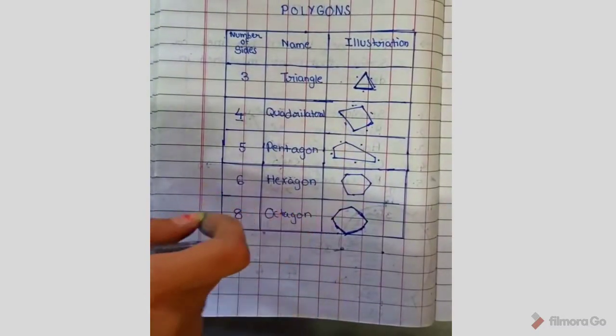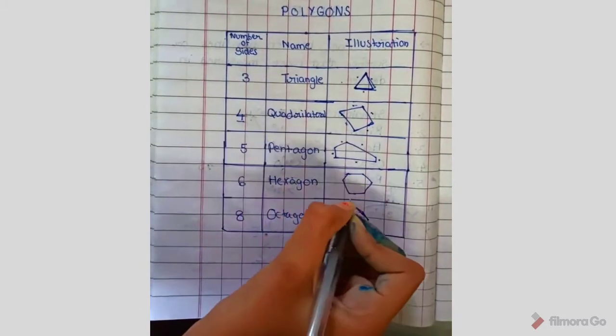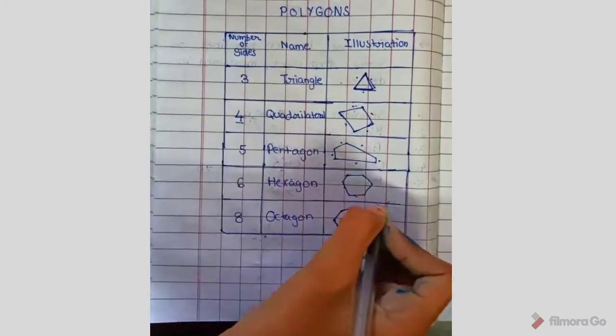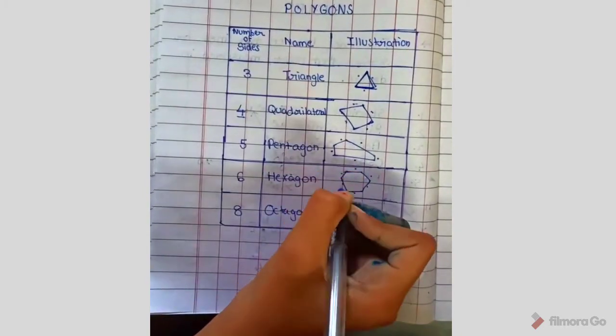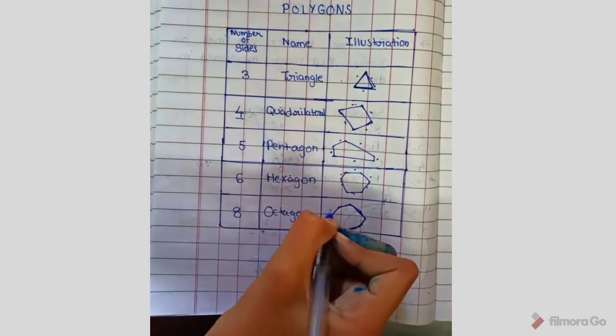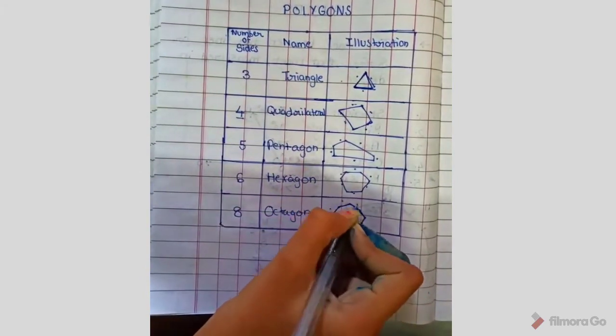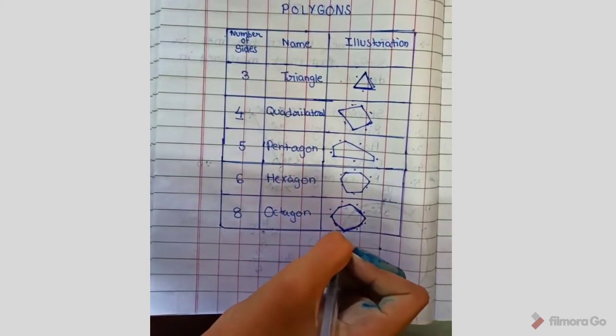Now the hexagon. A hexagon has 6 sides: 1, 2, 3, 4, 5 and 6. Now the octagon. An octagon has 8 sides: 1, 2, 3, 4, 5, 6, 7, 8.